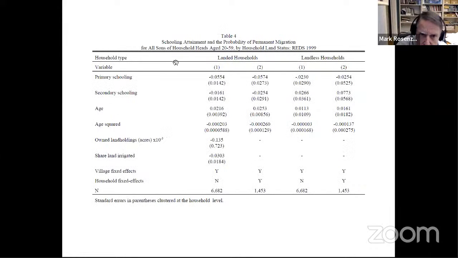And these are the results divided up into landed and landless households. We can do this with household fixed effects. We can compare the probability of the son leaving the household by schooling level across sons in the household for both landed and landless households. There is no relationship. Schooling simply does not matter for whether they leave. So that's not a return for the landless or the landed for that matter either.